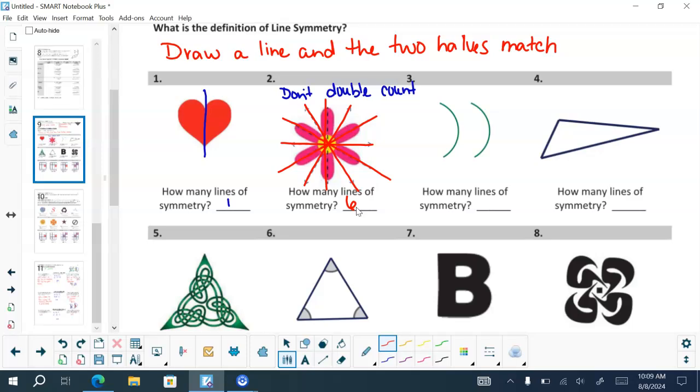Again, a common mistake that I would see there is someone would put down 12, because they start at the top of the flower and they just count all the petals and all the spaces in between all the way around and they get 12. Okay, you don't want to do that though, because the line goes all the way through the shape.